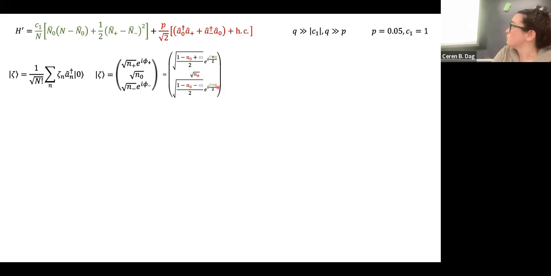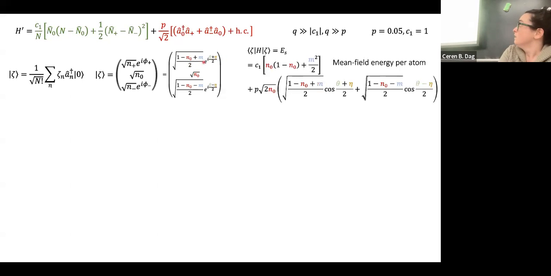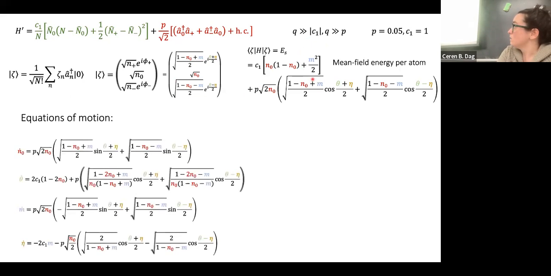Eta and theta are some relevant phases, N0 is the number density for the spin 0 atoms, and M is the magnetization density. So that defines our phase space. It's a 4-dimensional phase space. With this parameterization, we can write down the mean field energy, for example, as you see here. On top of it, we can write down the Lagrangian and derive the equations of motion. So this is a 4-dimensional phase space that can host chaos, right?